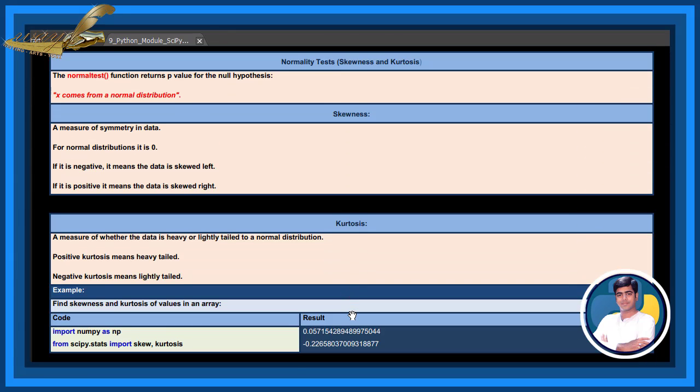Normal tests: skewness and kurtosis. The normaltest function returns a p-value for the null hypothesis that x comes from a normal distribution. Skewness, a measure of symmetry in data. For a normal distribution it is 0. If it is negative, it means the data is skewed left. If it is positive, it means the data is skewed right. Kurtosis, a measure of whether the data is heavy or lightly tailed relative to a normal distribution. A positive kurtosis means heavy tailed. Negative kurtosis means lightly tailed.